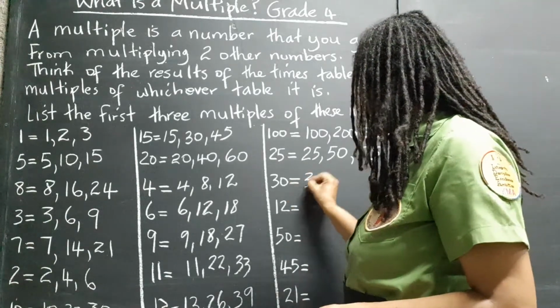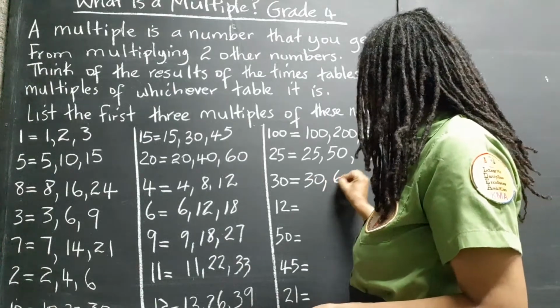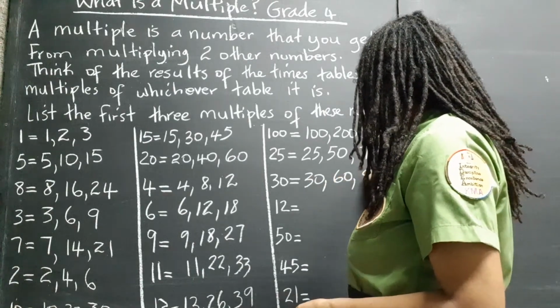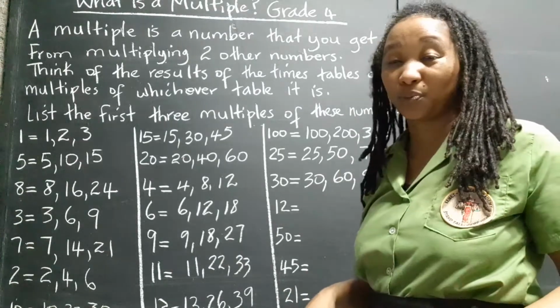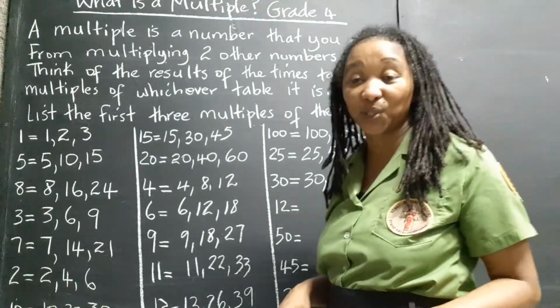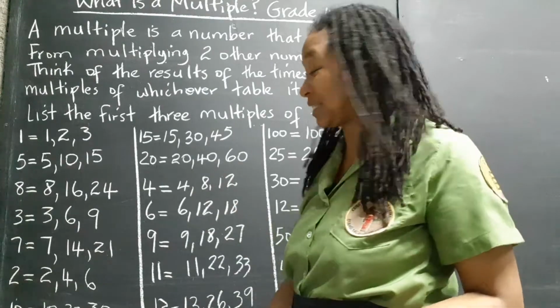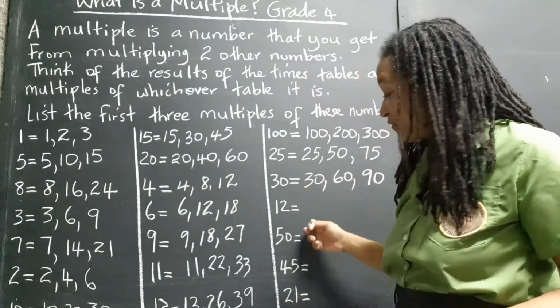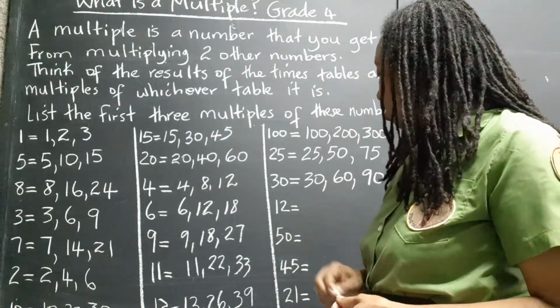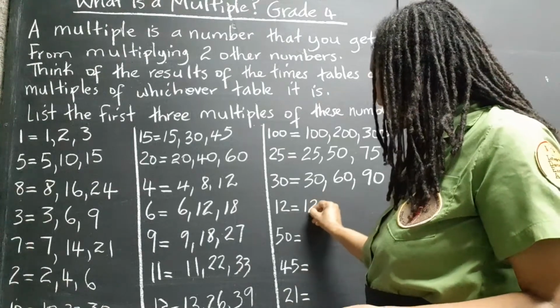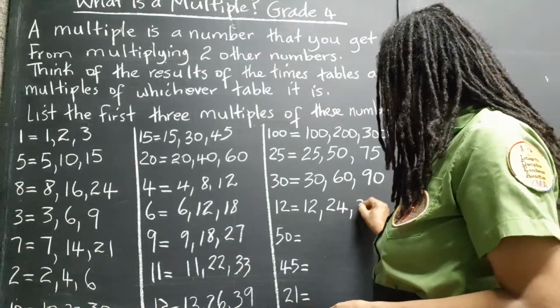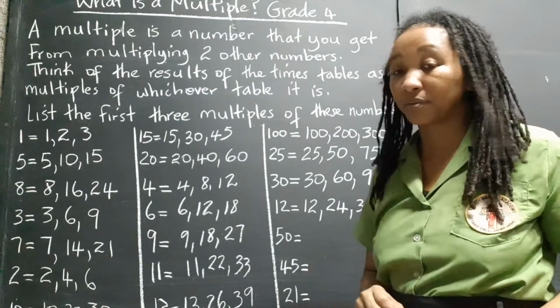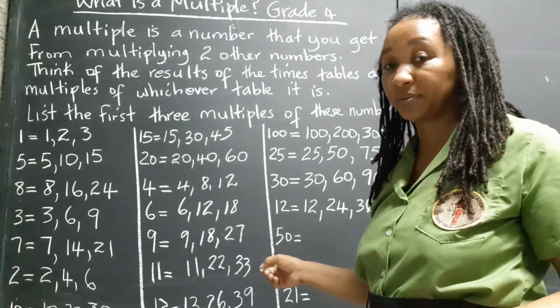30 times 1, 30. 30 times 2, 60. 30 times 3, 90. You really think we should be going this fast? You think we should slow down? This is just too easy, man. So we just have 4 left. Okay. 12 ones, 12. 12 twos, 24. 12 threes, 36.